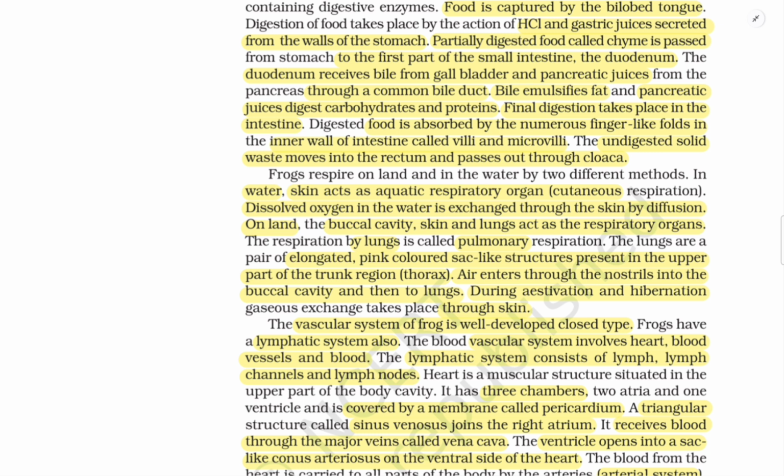The lungs are a pair of elongated, pink colored sac like structures present in the upper part of the trunk region, that is also known as thorax. Air enters through the nostrils into the buccal cavity and then to lungs. During estivation and hibernation, gaseous exchange takes place through skin.